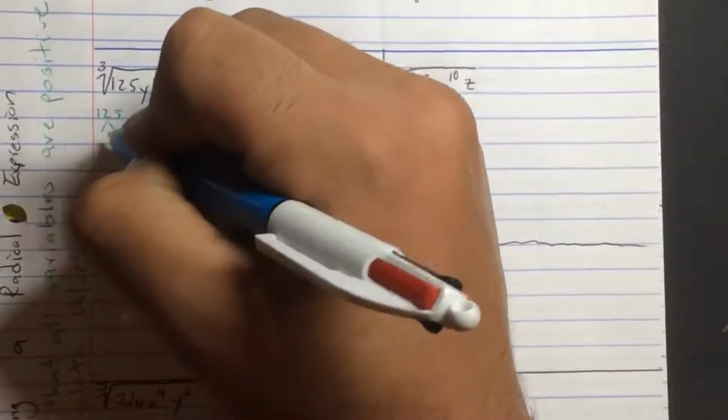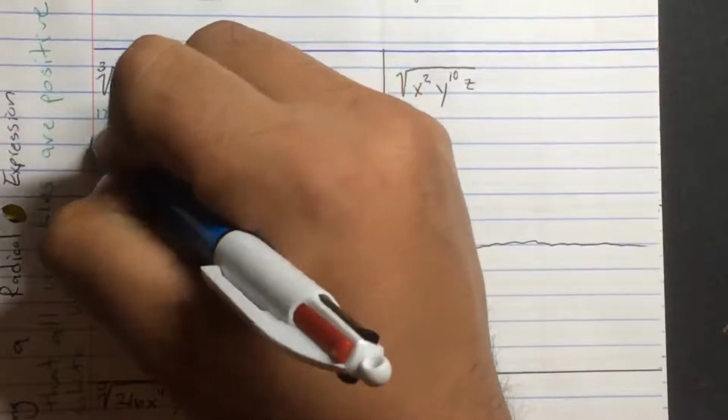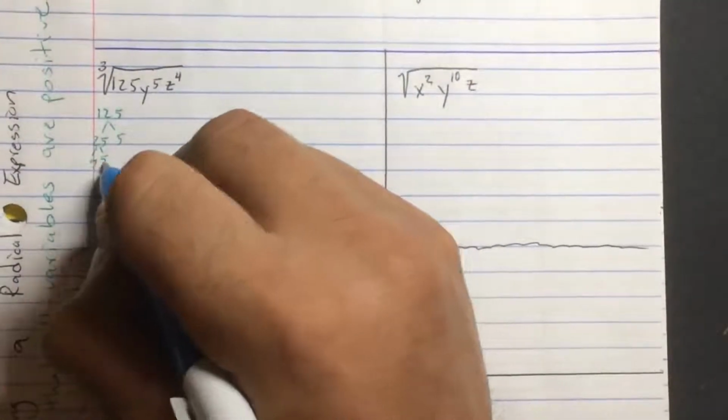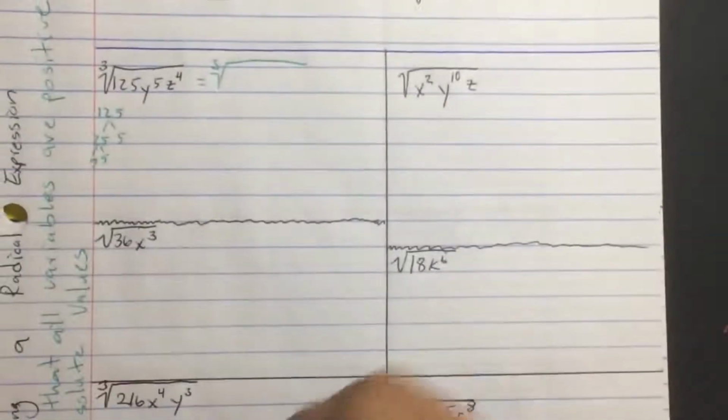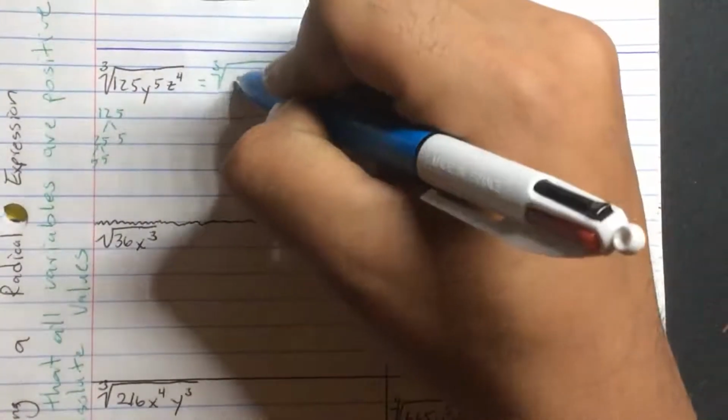125 is going to be 25 times 5, which is 5 times 5. So we're going to have 1, 2, 3 fives. So if we were to rewrite this over here, we're going to have a cubed. So we're going to have 5 cubed.